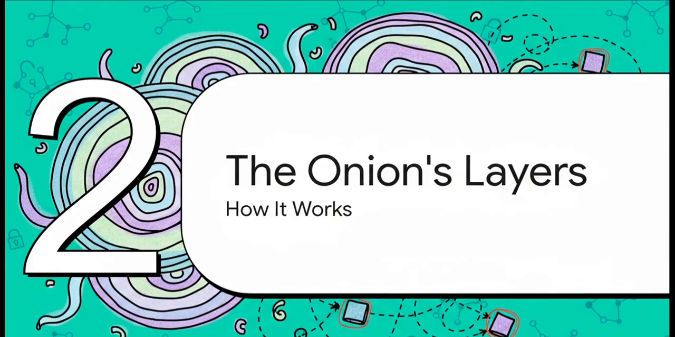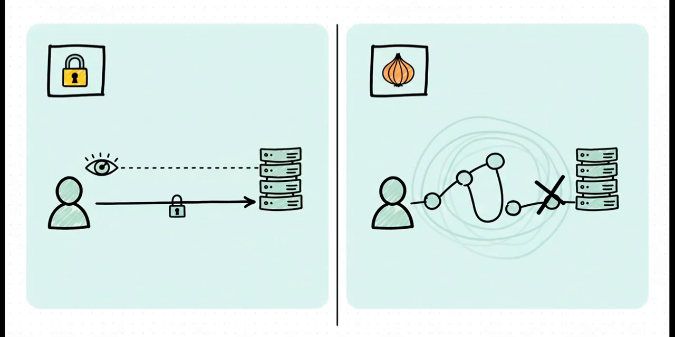So how does Tor actually work? Well, the name the onion router is the perfect analogy. It is all about layers. Let's peel them back and see what's supposed to make it so tough to trace. With your standard secure connection, that little padlock you see, HTTPS, your internet provider can still see the destination of your traffic, even if they can't read the content.